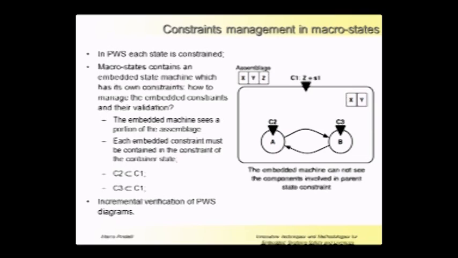These macrostates help us to incrementally verify the system, because the verification of the embedded state machine is performed in a separate process with respect to, let's say, the layer 0 state machine. So we have an embedded verification, we can say.